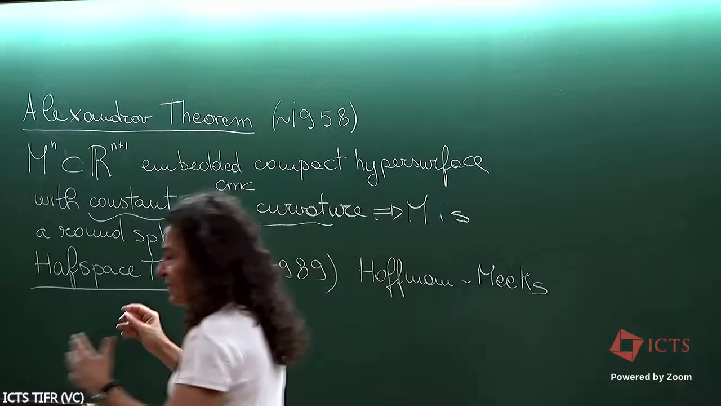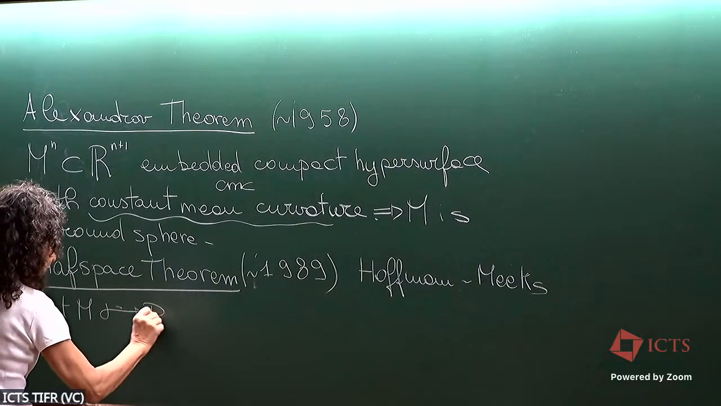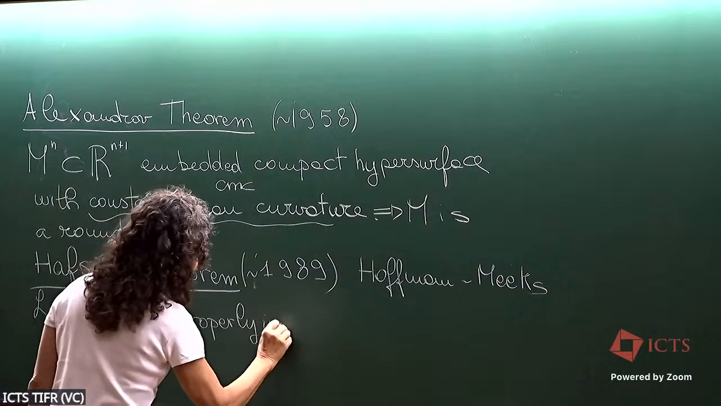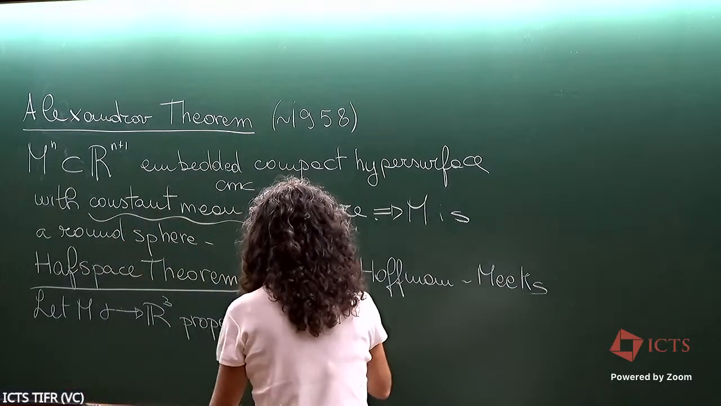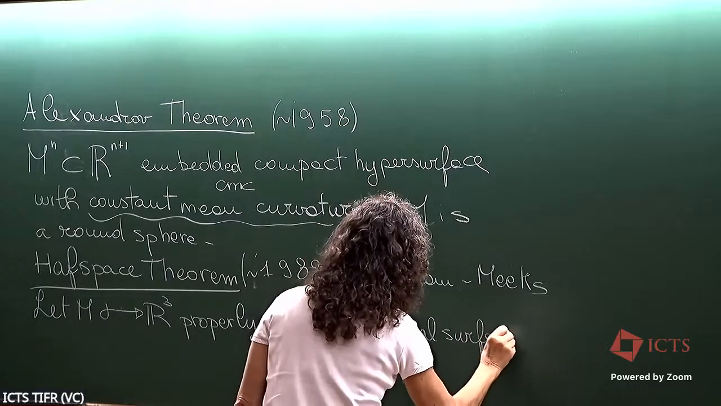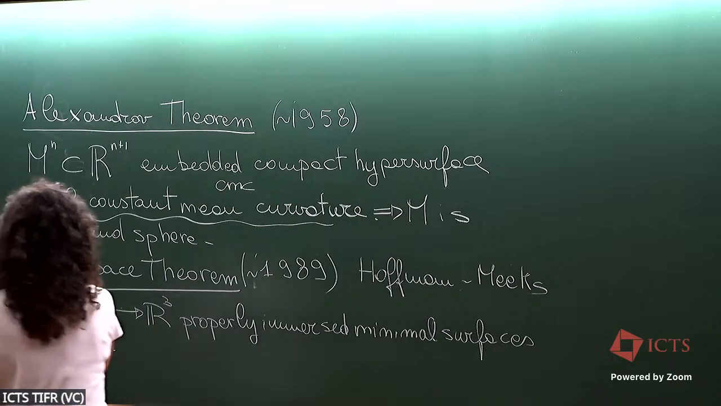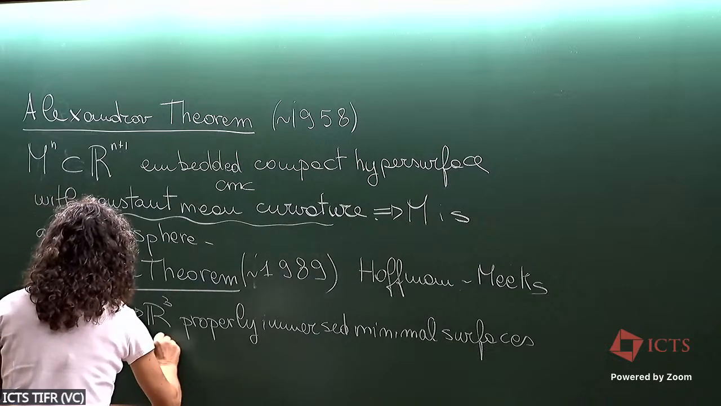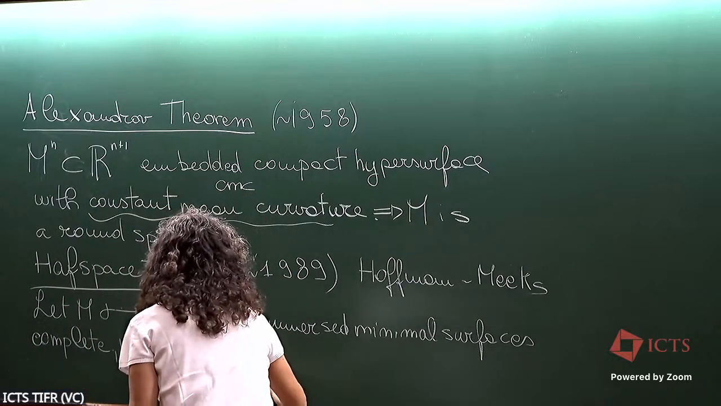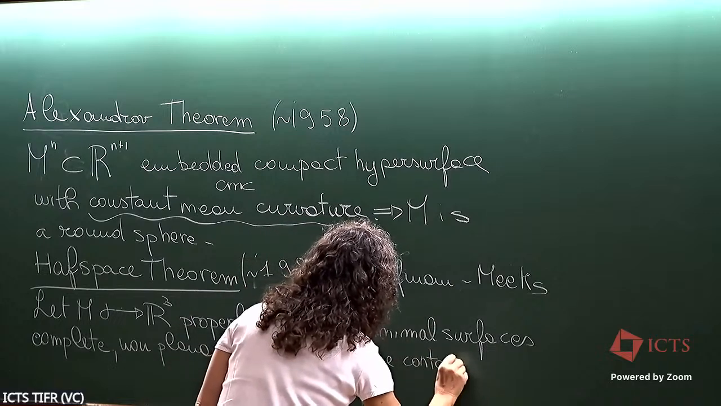Okay, so the half space theorem: let M be a minimal surface in R3, immersed, let's say properly immersed. So this can have self-intersection, minimal surface. Complete. Non-planar. So it's not a plane. It's very general stuff. Then M cannot be contained in a half space.